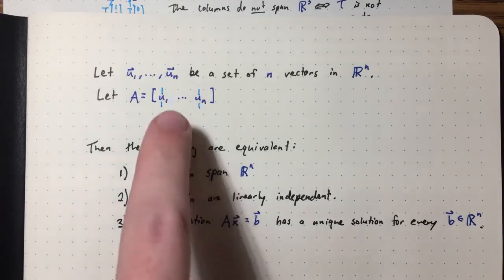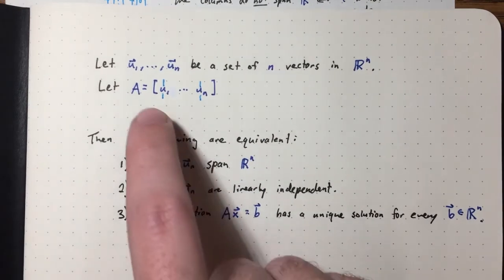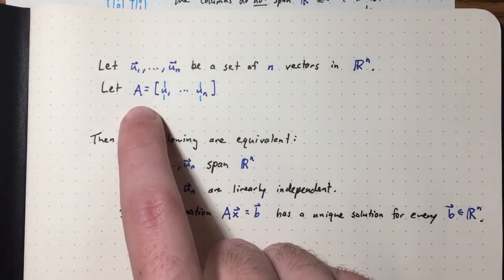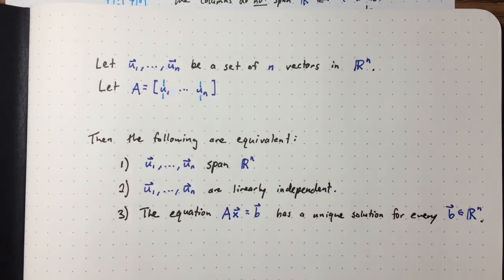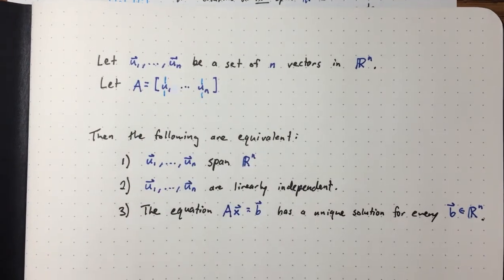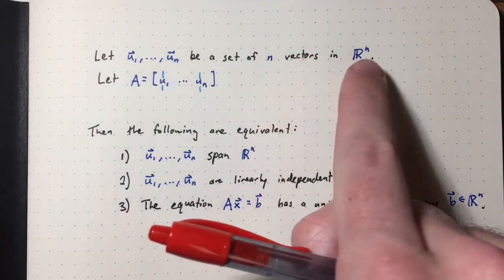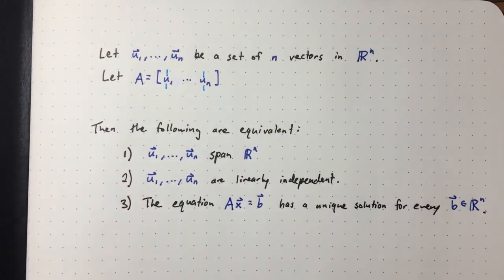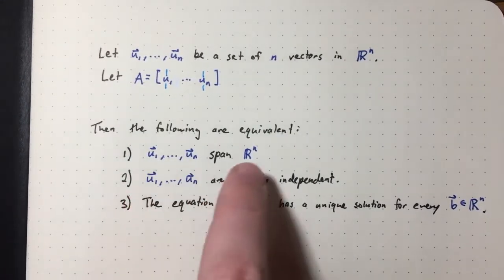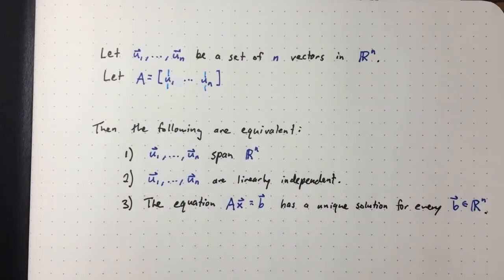So let's recall the setup. We have a set of n vectors in Rn. And we're also defining this matrix to be the matrix with the vectors as columns. And we concluded earlier that in this case, when we have n vectors in Rn, span is the same as linear independence. So these vectors will span Rn if and only if they're linearly independent.